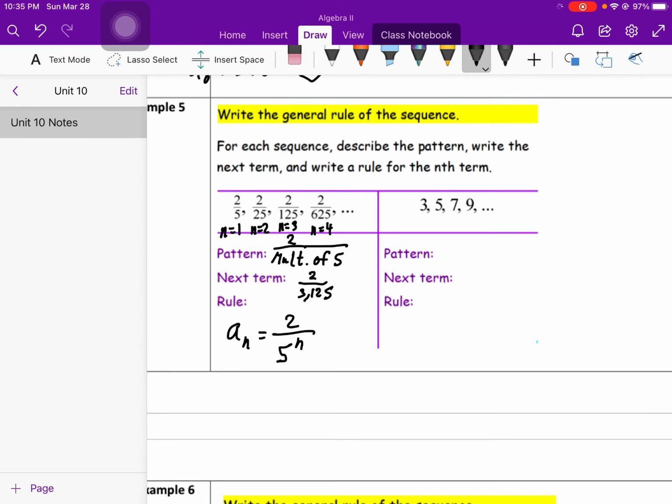The next one, now here you have to look and see if there's any consistent pattern that's changing. With this one, we're going up by 2 each time. So we are adding 2.